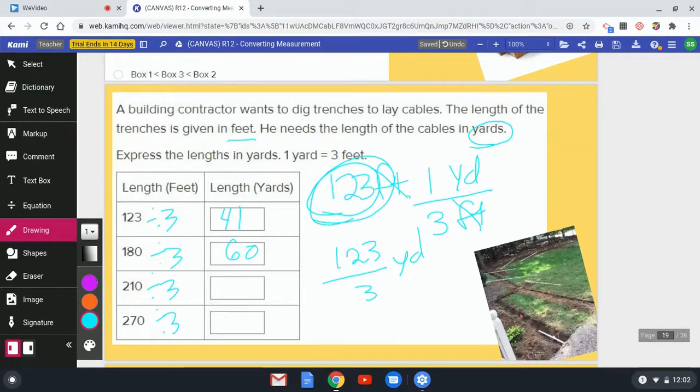Should have 60 here, 70 here, and 90 here.